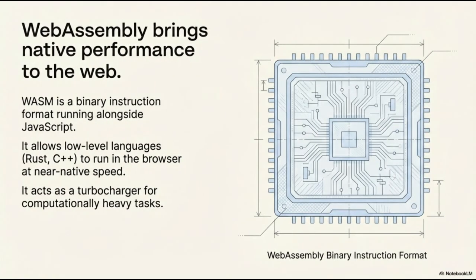WebAssembly is revolutionizing the digital landscape by bringing native performance directly to the web. It serves as a binary instruction format that runs in parallel with JavaScript, providing a robust foundation for modern applications. By allowing low-level languages such as Rust and C++ to operate within the browser at near-native speeds, it effectively acts as a turbocharger for computationally intensive tasks. This capability opens new doors for complex software to run seamlessly in a web environment without sacrificing performance.